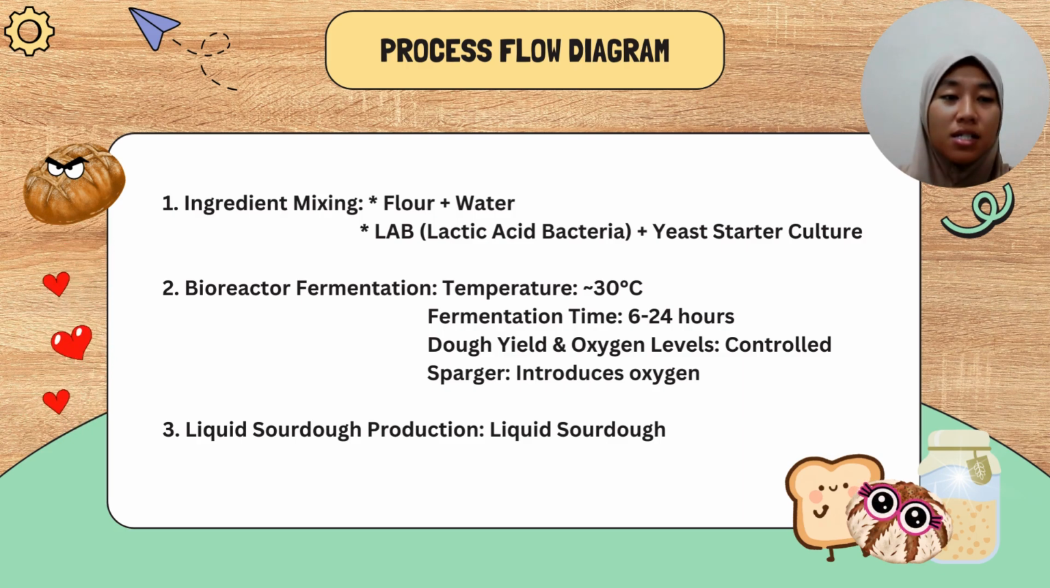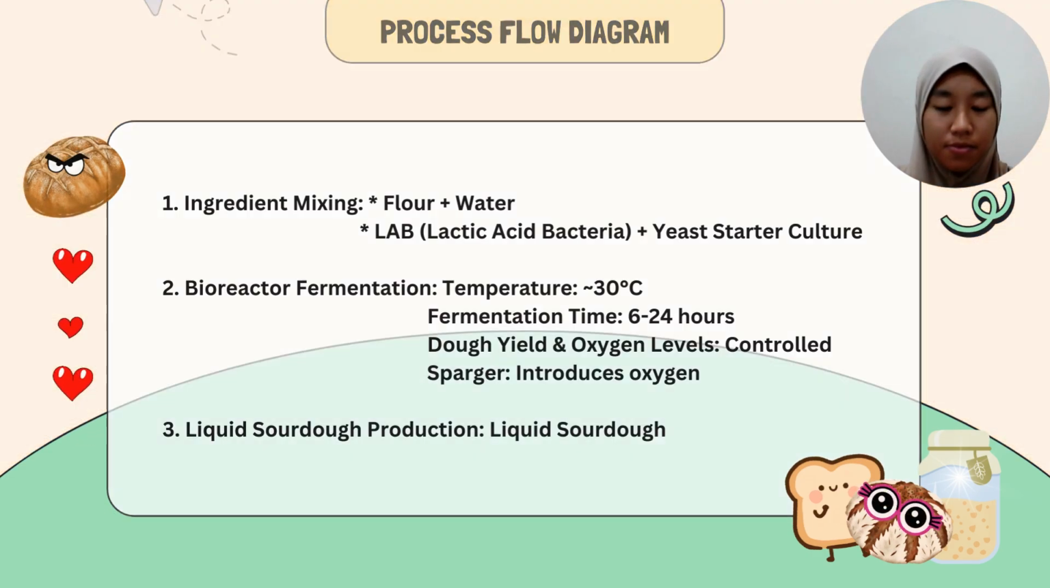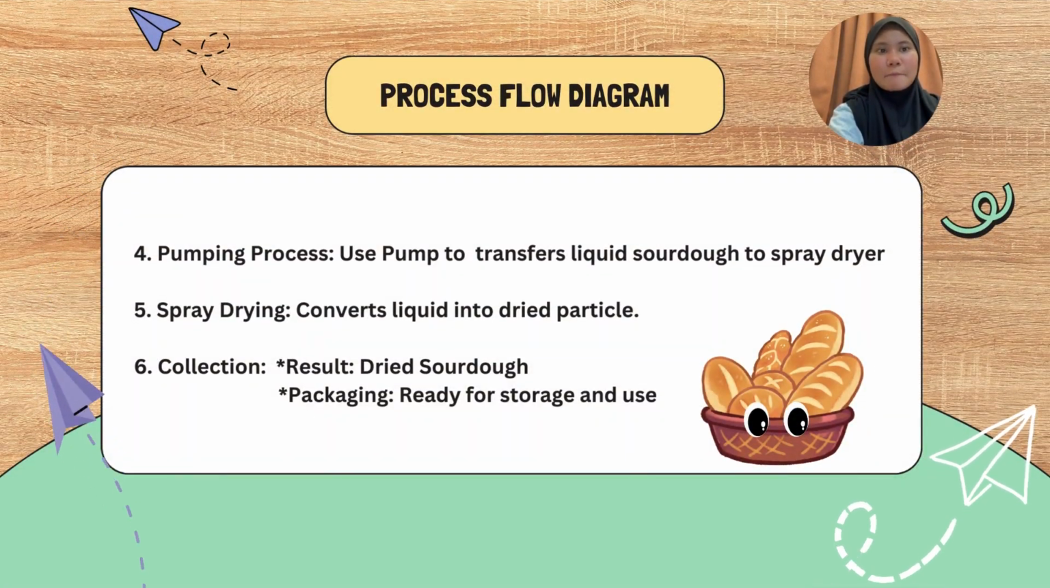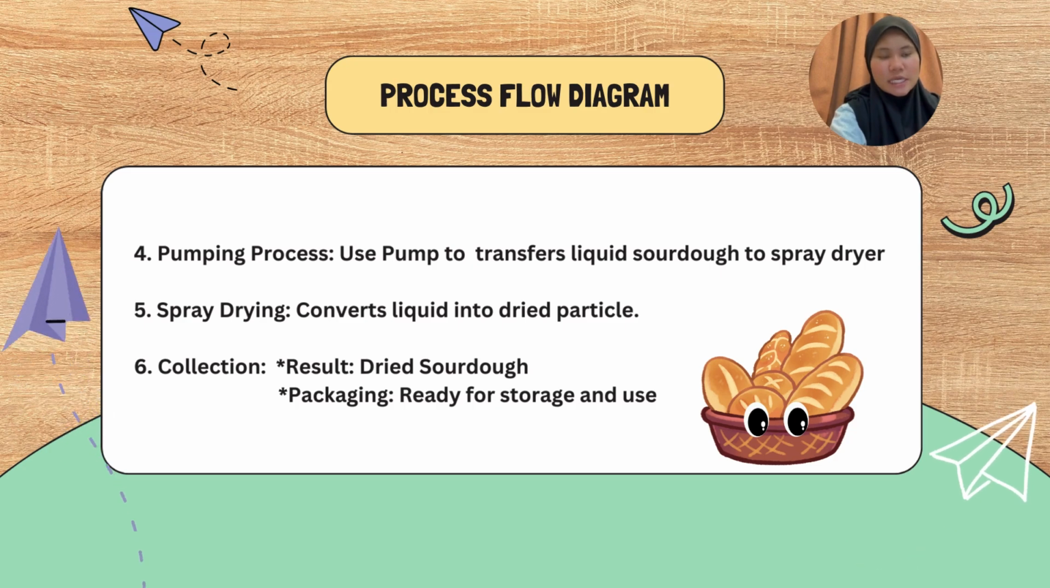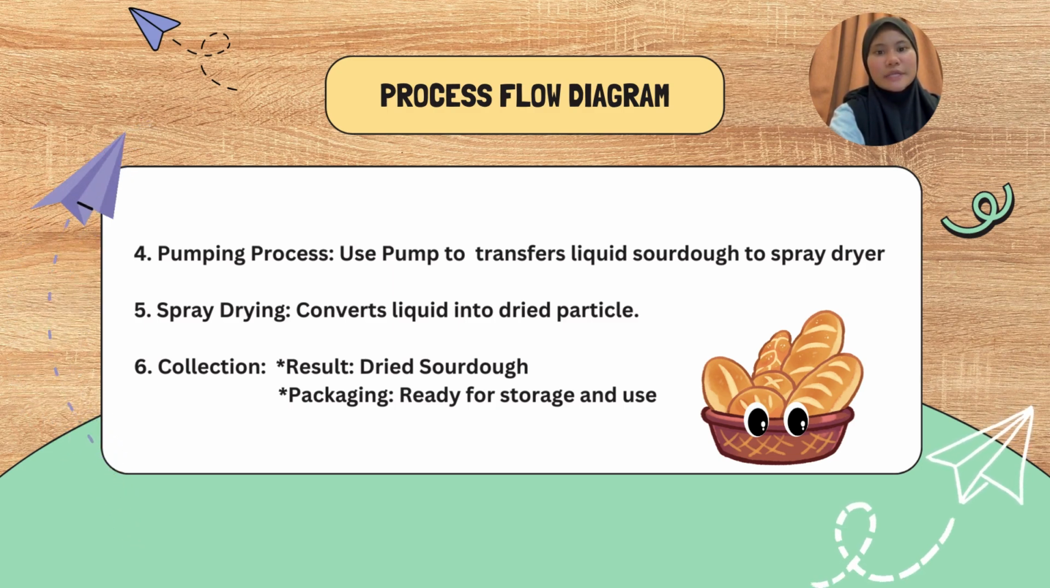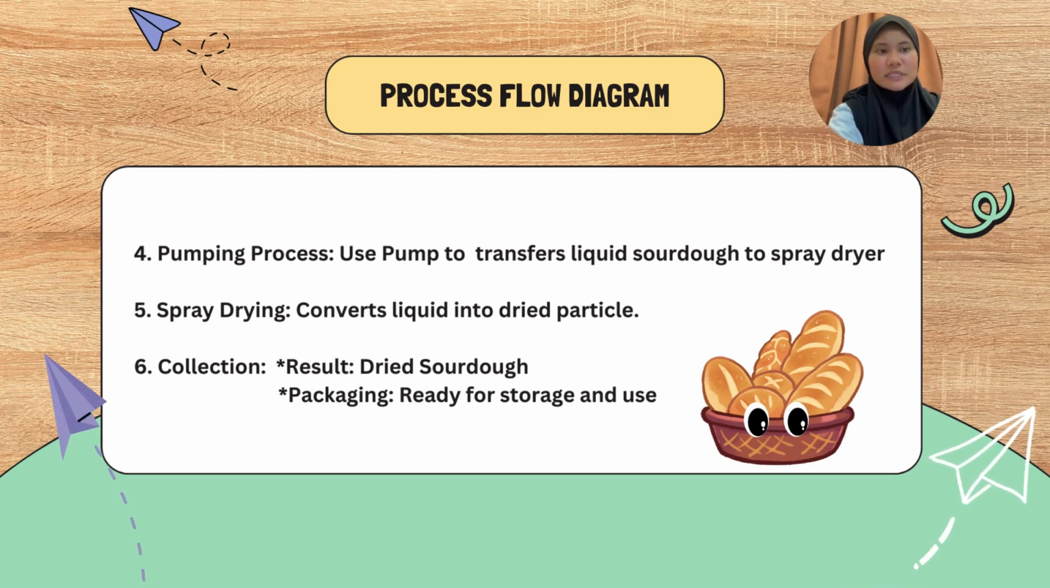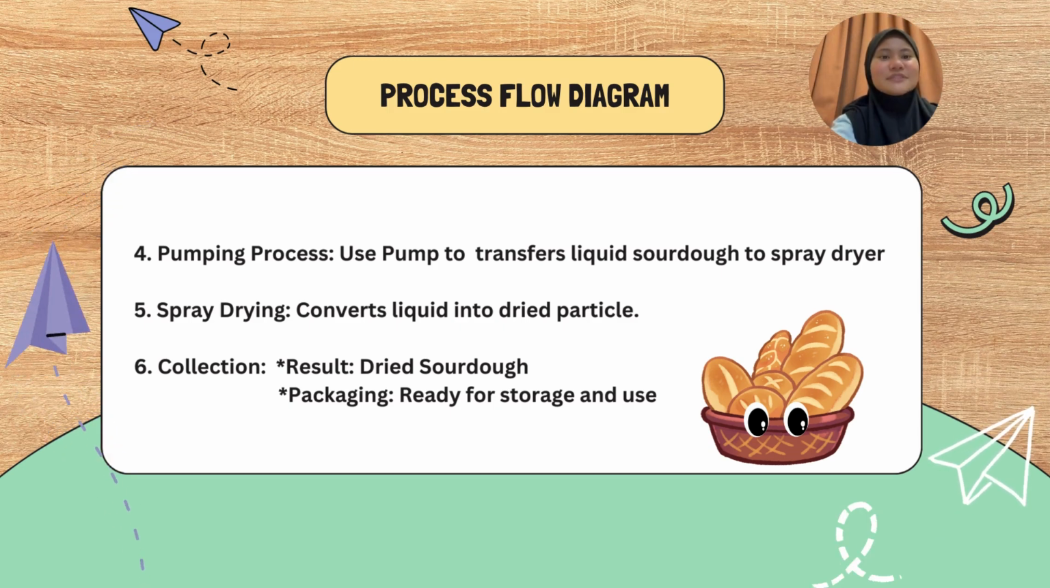And then the next process is liquid sourdough production, which is the sourdough in the liquid phase. This liquid sourdough is then pumped from the bioreactor to the next stage, which involves spray drying. The spray drying equipment will dry the liquid sourdough by spraying it into a hot air chamber. In this chamber, the liquid is atomized into fine droplets that come into contact with hot air, causing the moisture to evaporate quickly and leaving behind dry sourdough particles. The dry sourdough is collected at the end of the spray drying process.